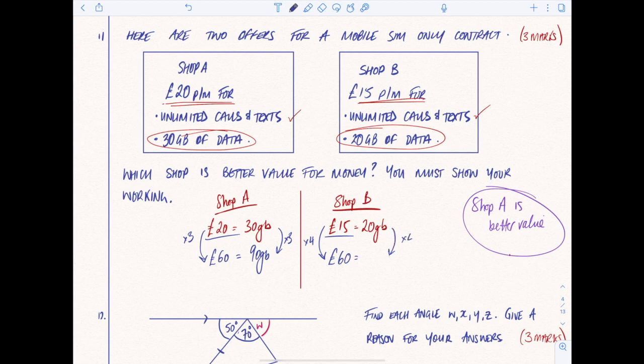And I've got to times that by 4, which means I get 80 gigabytes. And therefore, again, you can see for £60, 90 gigabytes is much better value than £60 for 80 gigabytes. Okay, so any one of those 3 ways to do it tells you Shop A is the better value for money. Okay, so for making things the same or comparing them, you pick up a mark or 2 marks in this case, and then for saying which one is better, it's called a communication mark, you get your last mark there.